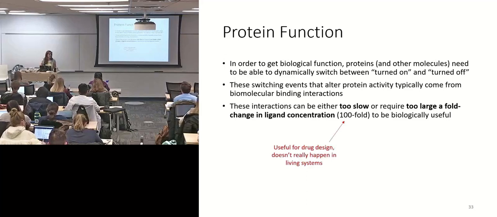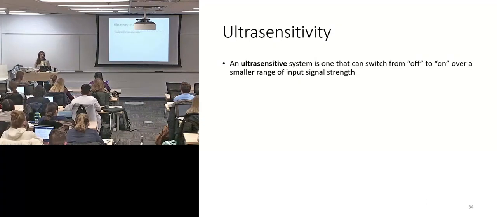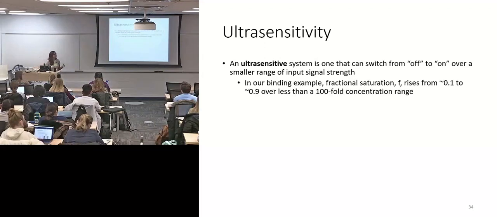Because we can deliver something at 100-fold concentration and interrupt what's going on if we want to, very easily. But biologically speaking, the normal physiological concentrations of things aren't going to have these big swings. So rather, we have to have ultrasensitivity. An ultrasensitive system is one that can switch from on to off over a much smaller range, something smaller than 100-fold. So in our binding example, fractional saturation was going from 10 to 90 roughly over a 100-fold concentration change. In an ultrasensitive system, it will be much smaller.